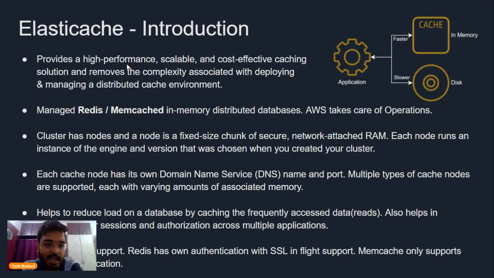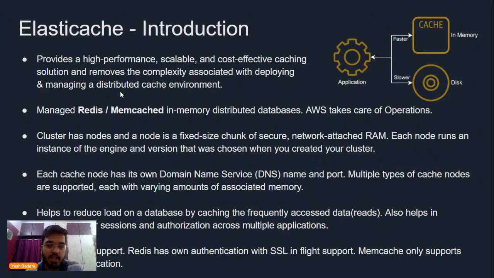ElasticCache provides you high performance, high scalability, and a cost-effective caching solution, and also removes all the complexity that is associated with deploying and managing a distributed cache environment. You also have an option where you have an in-memory database which is managed by AWS. Of course, AWS takes care of your operations, so that's the benefit of moving to cloud.